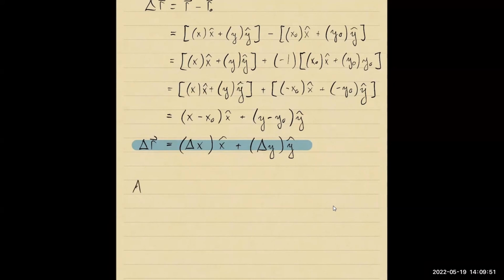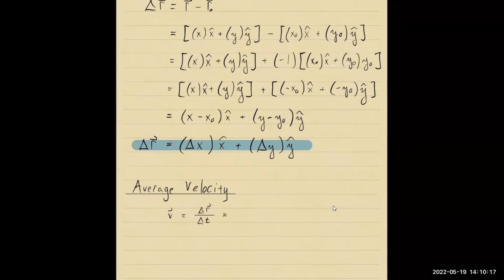So the average velocity can be defined in 2 dimensions as well. We say that the average velocity is equal to the displacement of our object divided by the elapsed time. Note that the displacement of our object, delta r, is defined as our final position, r, minus our initial position, r naught. And this is all divided by the elapsed time, which we call t.